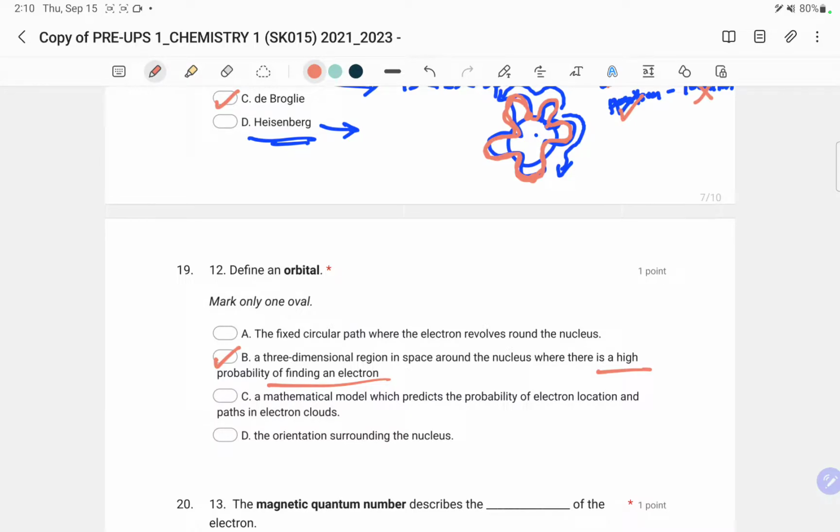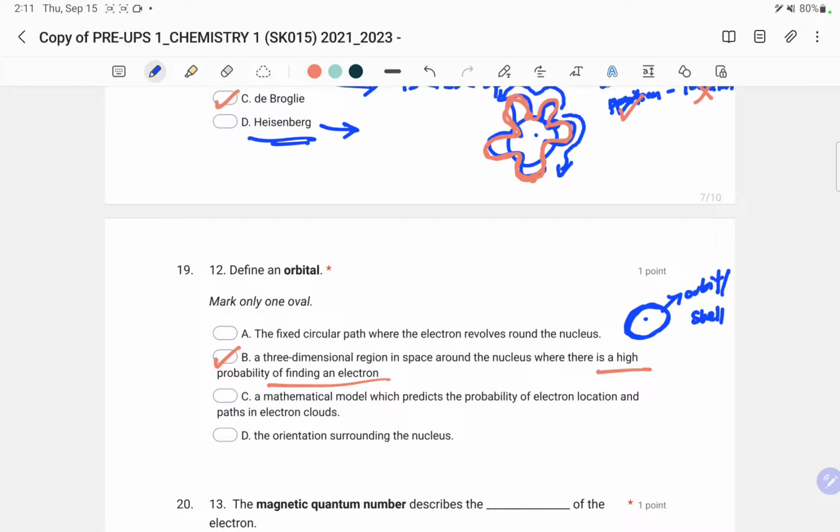Kalau kita nak cari elektron, kita cari dekat orbital dia. Kalau yang A ni, kenapa dia salah? Sebab the fixed circular path where the electron revolve around the nucleus. Fixed circular path ni adalah ini. Ini adalah orbit, dia bukan orbital. Orbit tu adalah sama juga dengan shell. So, orbital adalah tempat di mana elektron duduk.